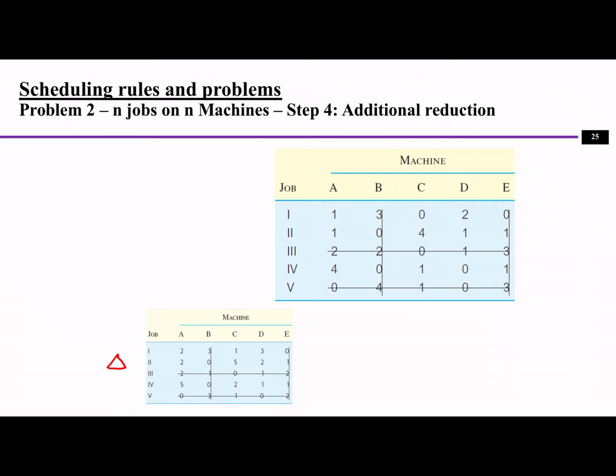So 2 minus 1 is 1. 2 minus 1, 1. Then 5 minus 1 is 4. 1 minus 1, 0. 5 minus 1, 4. 2 minus 1, 1. Then 3 minus 1, 2. 2 minus 1, 1. And then 1 minus 1, 0. Now we actually created 2 more zeros, which means we'll need more lines to cover those.